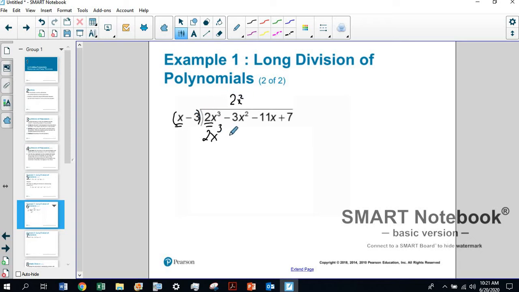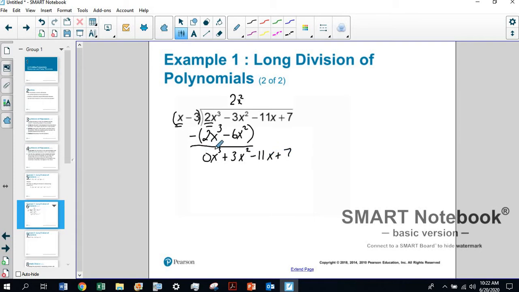2x squared times negative 3 is negative 6x squared. And then just like with long division of numbers, you now subtract this new thing, but you subtract the entire group. And what should happen is this power of x cubed should go away. 2x cubed minus 2x cubed, no x cubes. That's great. That's what I wanted. But then we have negative 3x squared minus negative 6x squared. Negative 3 plus 6 is plus 3x squared. And then we bring down the rest of the polynomial that's left.